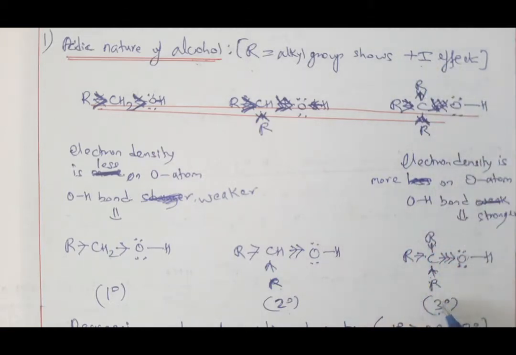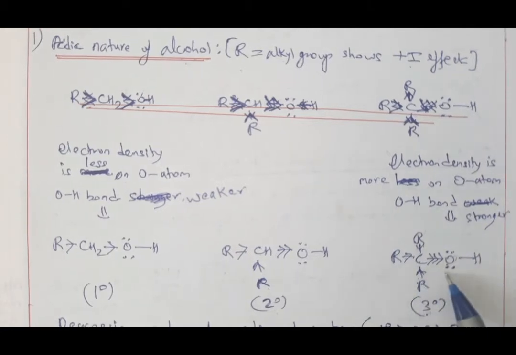So in tertiary alcohol, alkyl groups are more, so they give more electrons due to the plus I effect, and the electron density on oxygen becomes more. And as the electron density on the oxygen atom becomes more, the OH bond becomes stronger and does not break down easily to produce H plus ion, whereby they are weak acids.